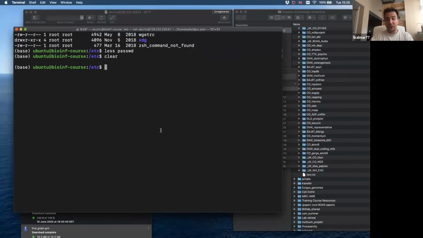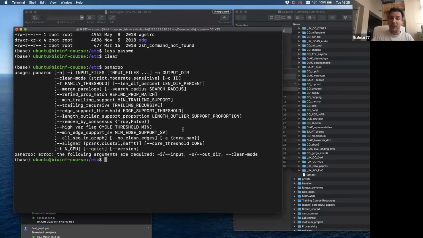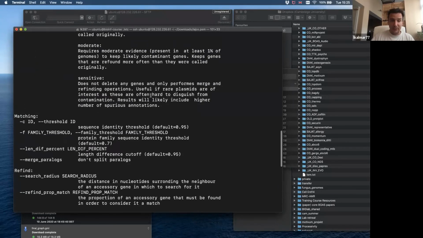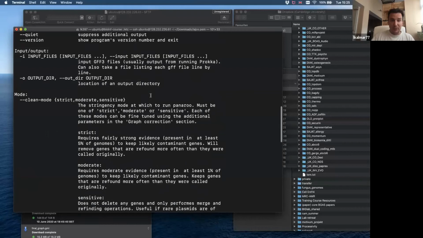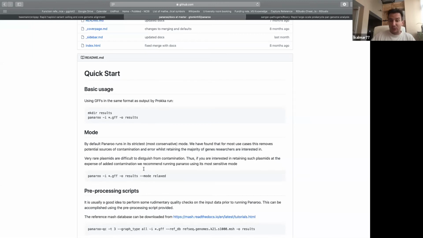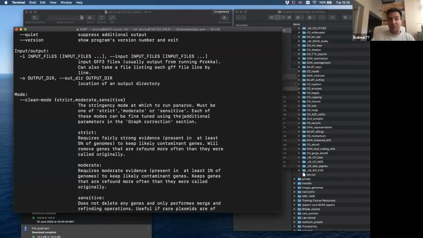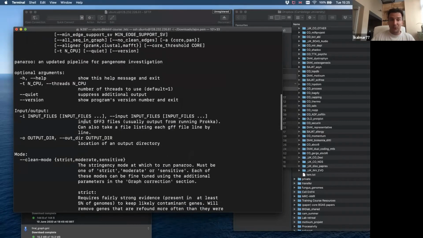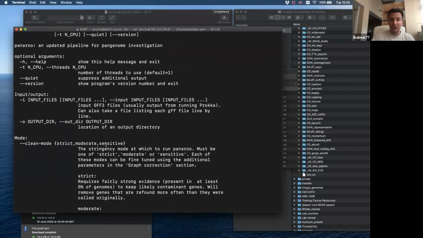So if you just look at Panaroo, you don't have it yet, so just please look at my screen. And -h, which is the help. Then you can see that there is one obligatory mode option, which is --clean-mode. According to the documentation, it's --mode. I haven't tried with --mode, but I just don't like when the real option is different from the option which is in the documentation.